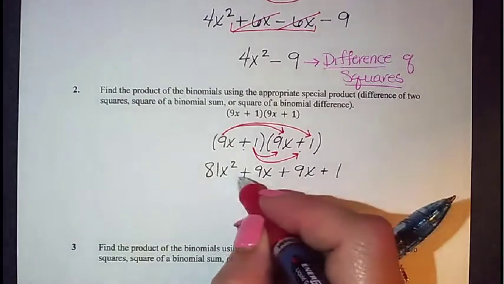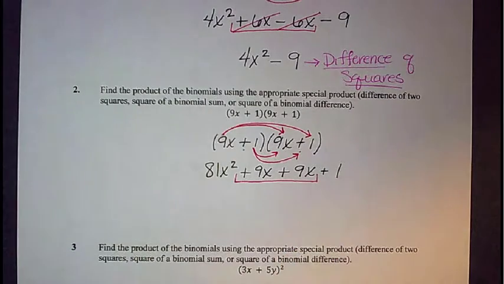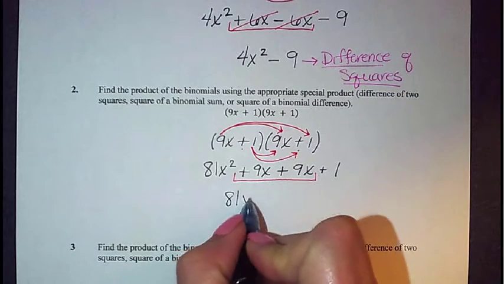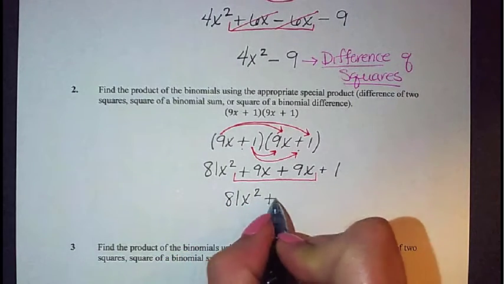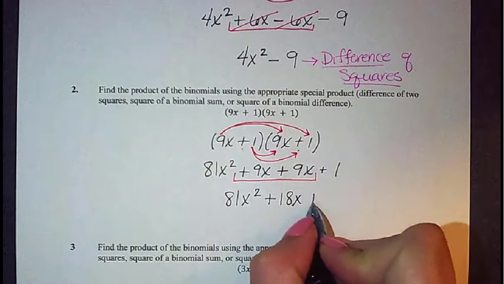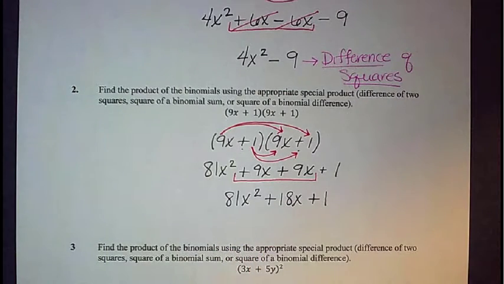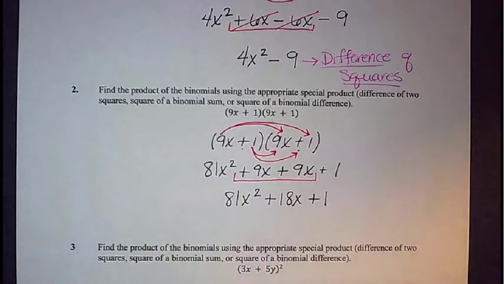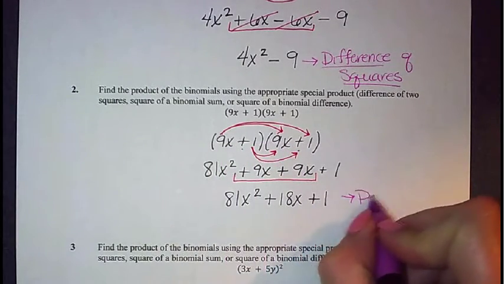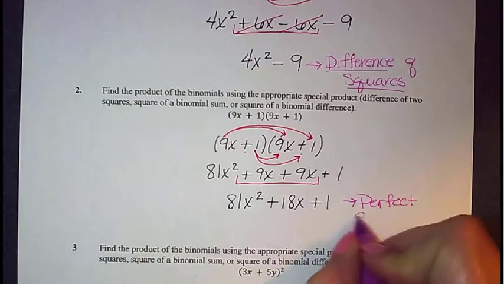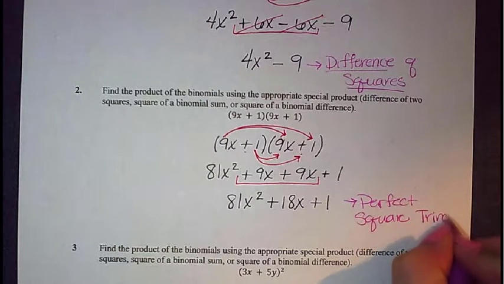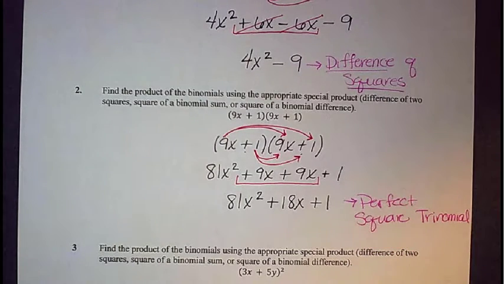Again, our middle two terms are both x's. This time they're both positive, so I actually am going to add them together. They don't cancel each other out. 9 plus 9 would give us 18, so we would have 81x squared plus 18x plus 1. And because what we're doing here is multiplying the exact same parentheses times itself, this is our perfect square trinomial.